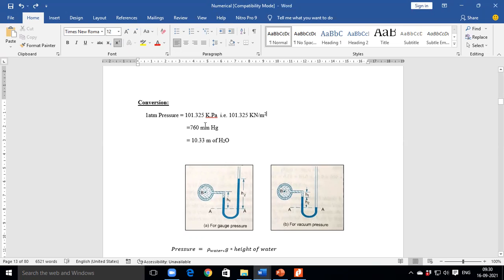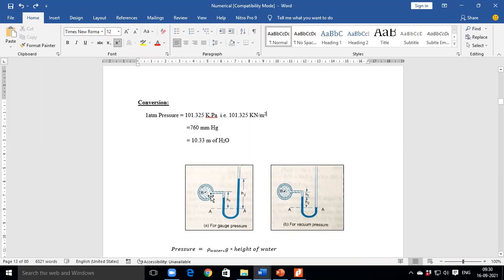Water column and mercury column: in this figure, see, it represents a U tube. This B inside the circle represents a pipe, and the U-shaped tube is connected to this pipe. In this U-shaped tube there is mercury; this color fill represents the mercury. And the pressure inside the pipe is represented.